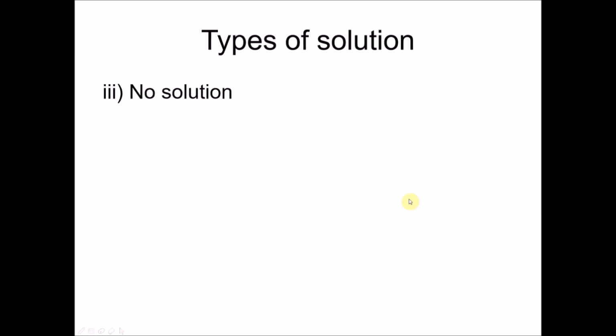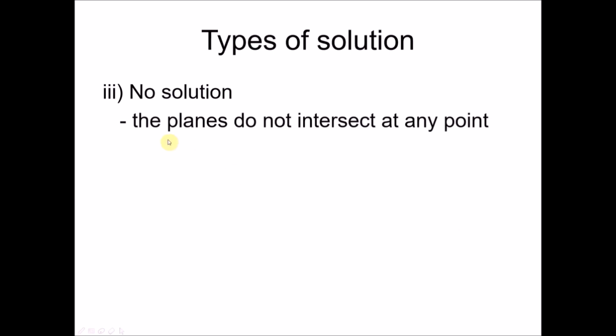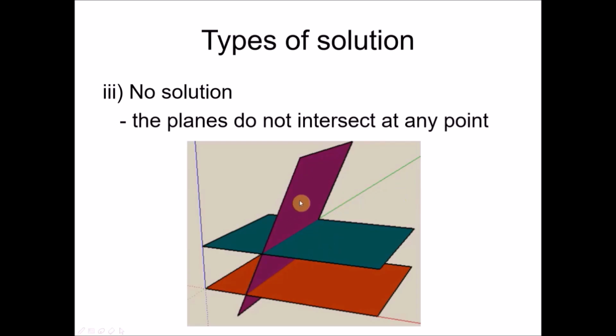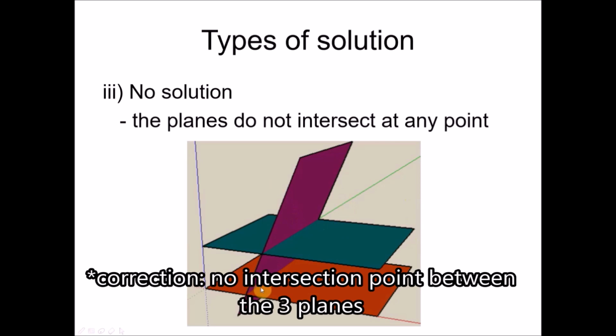Then the last type, the third type, is no solution. No solution means there is no one set of answers which satisfies all three equations. And in the form of a graph, the planes do not intersect at any point. For example, you see the purple and the blue, they only intersect along this line. Whereas the red and the purple, they intersect, but there's no intersection point between the three planes altogether.